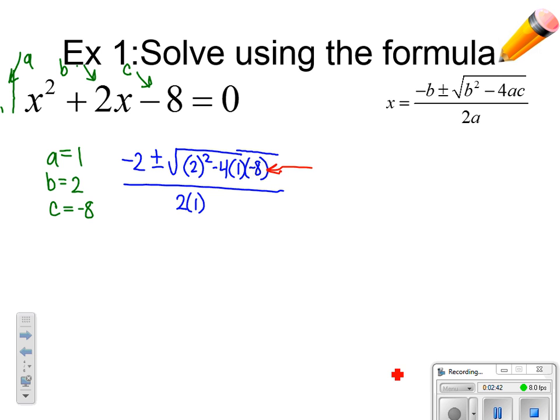So next, we're going to rewrite it again. So it's negative 2 plus or minus the square root. And let's figure out what this discriminant is. Now, if you want to put that in your calculator, you can. You just can't use the square root. So you can do 2 squared minus 4 times 1 times negative 8, and you will get 36. All right, and that's all over 2.